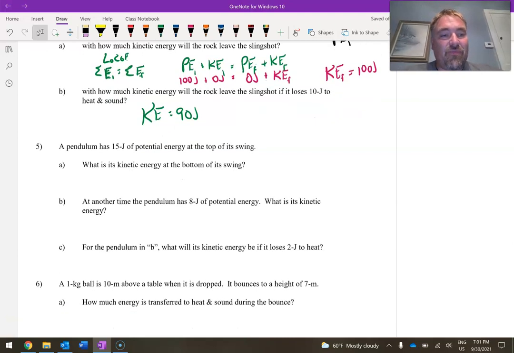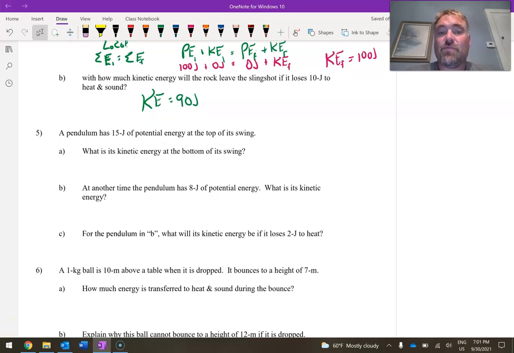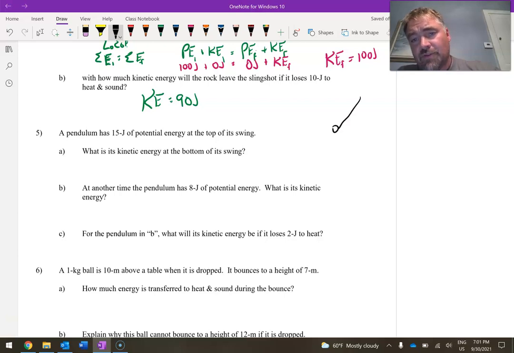All right, so number 5, it says the pendulum has 15 joules potential energy at the top of its swing. Now, I always like to draw this out. And again, I encourage everybody, draw a picture, draw a picture. So here's my pendulum. It's going to swing on down through and then come back up, hopefully. And then we'll go from there. So it's going to swing back and forth, back and forth.